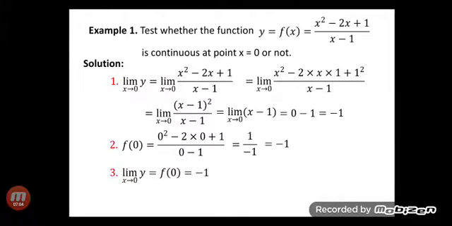Condition number 3. The limit value of the function is equal to the functional value at x equal to 0; both are found to be minus 1, both are the same. So this function is continuous at the point x equal to 0.